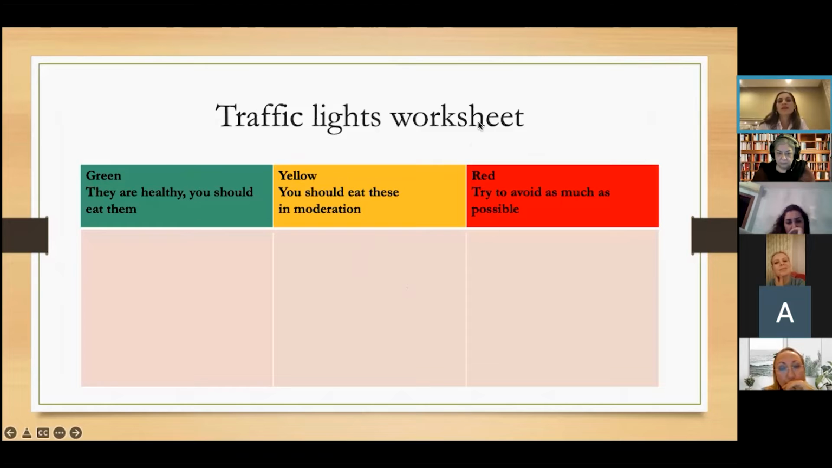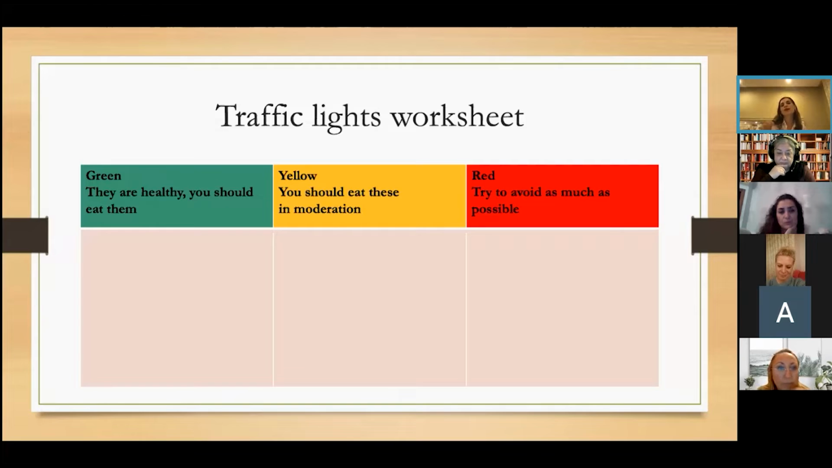Here is the traffic lights worksheet. In the green column, they are healthy and you should eat them, it is written. So they are going to write the healthy food items that they should eat, the ones that they should eat. In the yellow one, it is written you should eat these in moderation. So they should choose which food items they can put into this category. And in the red one, it is written try to avoid as much as possible.